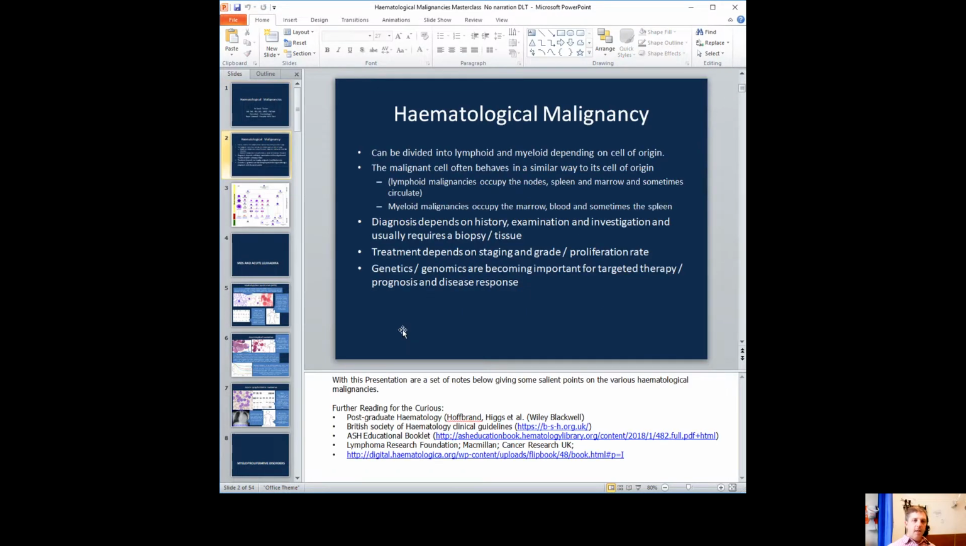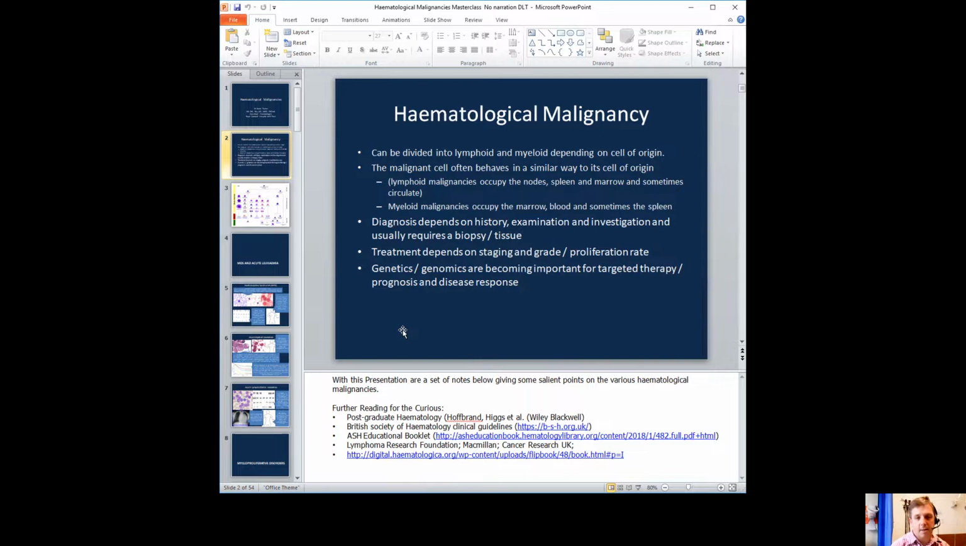Okay, so just the key principles really is that hematology is divided into predominantly lymphoid and myeloid, depending on the cell of origin, and malignancies fall into those categories as well. And the malignancy really behaves in the same way that its progenitor cell or its benign counterpart behaves. So it lives in the same parts of the body. It tries to do the same sorts of things, but obviously with a malignant bias. So that gives you some idea as to how it's going to behave and what the clinical features are.